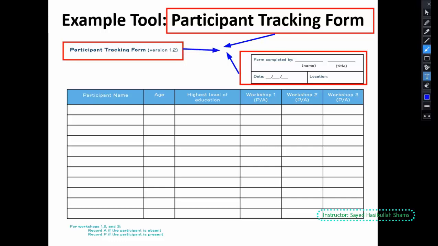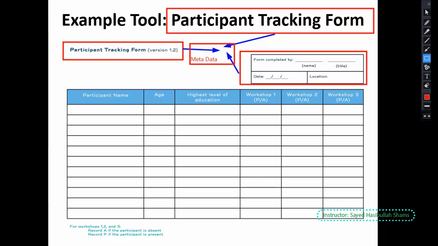Here I can write that these are metadata in our form. Also we must have very essential information in our form. For example, we have a workshop, and for this workshop we have placed the participant name, age, highest level of education, and participant absence or presence. That's very important, so we have placed it here.